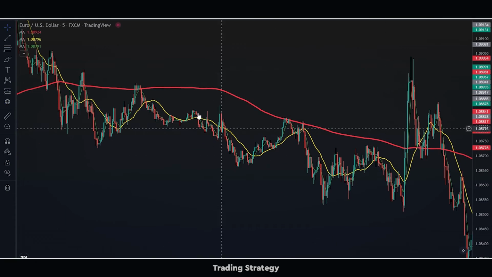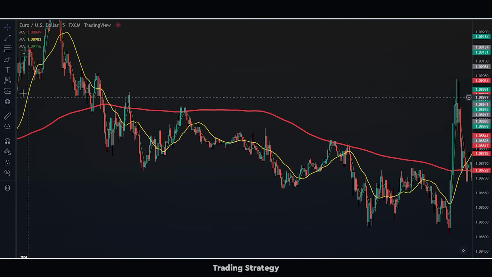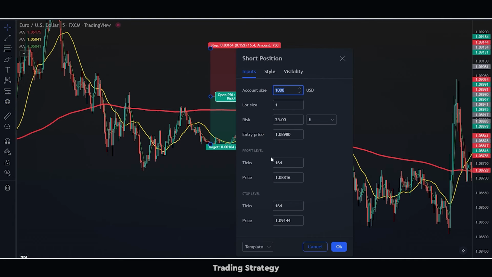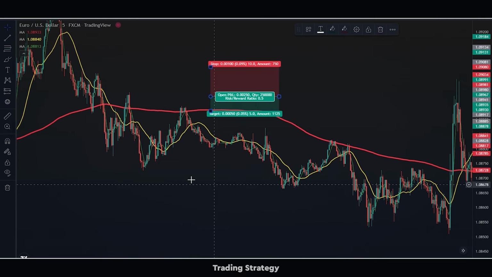Let us now see an example of a sell operation. We first identify the price below the 200 moving average. Then we wait for the green moving average to cross the yellow moving average from top to bottom. At that time, we will perform the operation.